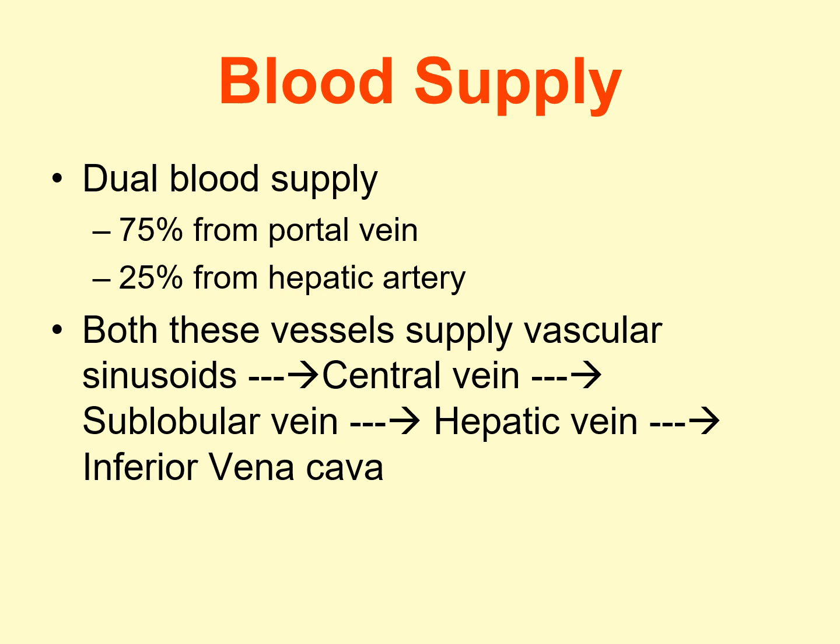So this is the blood supply of the liver. There is mainly a dual blood supply. ठीक है, डबल ब्लड सप्लाई होता है. 75% from the portal vein and 25% from the hepatic artery.